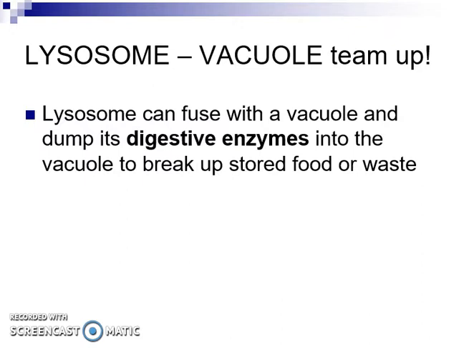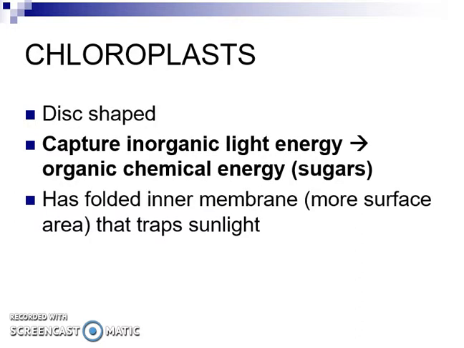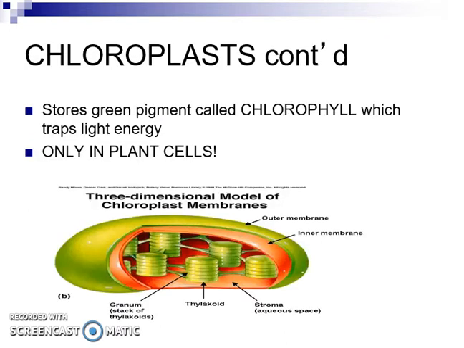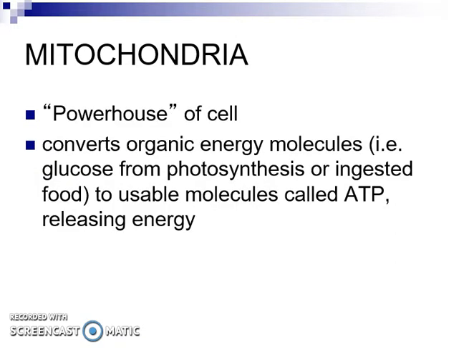Lysosomes can fuse with a vacuole and dump the digestive enzymes inside to break down all the food and waste so they can be removed from the cell. Chloroplasts are dish-shaped. They capture inorganic light, sunlight, and make organic chemical energy in the form of sugar. This is what plants do through photosynthesis. They have folded inner membranes for more surface area to trap more sunlight. In addition, they store a green pigment called chlorophyll, and this is only found in plant cells.